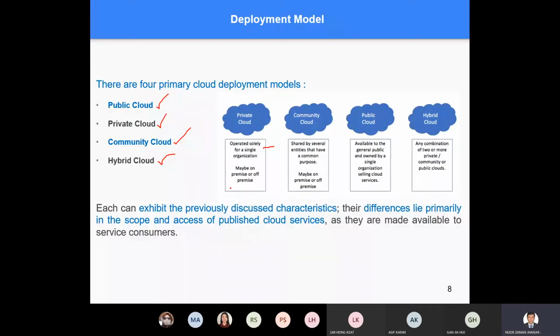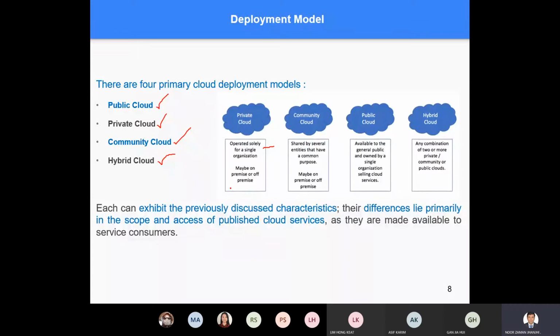Then we discuss the community cloud. The community cloud is not the same as the private cloud concept; it is shared with several entities that have common purposes. The same cloud physical installation may be on their premises or off premises, like the private cloud. What do we mean by a community cloud? For example, the banking sector might have a community cloud.